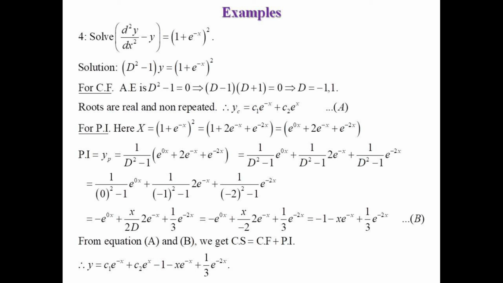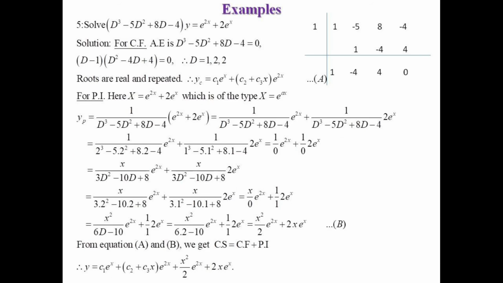Now let's discuss one more example about type number 1. Solve the equation D cube minus 5D square plus 8D minus 4 y equal to e raised to 2x plus 2 times e raised to x. To find the complementary function, the auxiliary equation is D cube minus 5D square plus 8D minus 4 equal to 0.